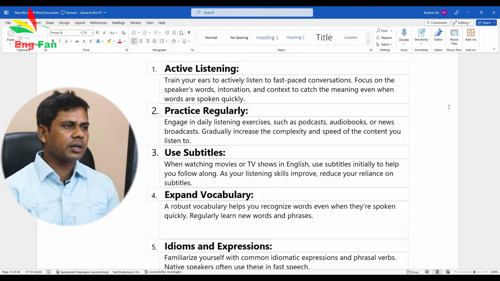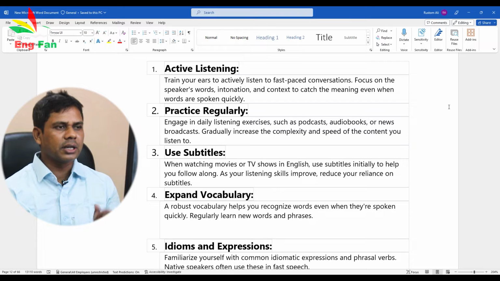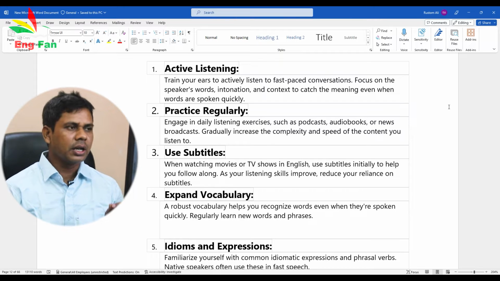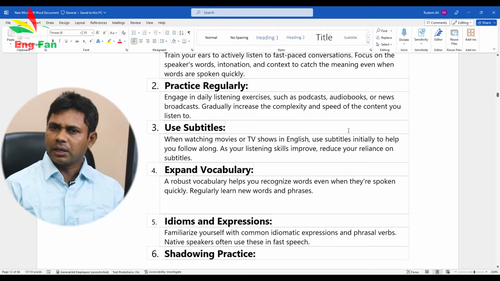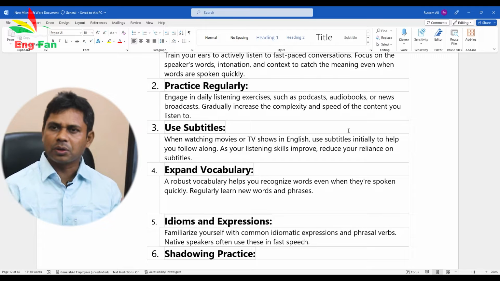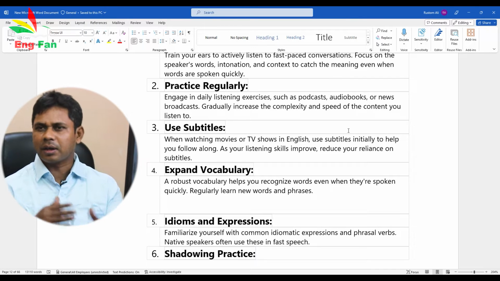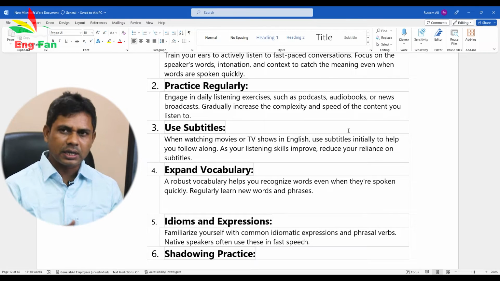Number 2, practice regularly. Engage in daily listening exercises, such as podcasts, audiobooks and news podcasts. Gradually increase the complexity and speed of the content you listen to. Every day you have to have listening practice so that you can hear some new words and some new phrases, even from someone who is not familiar to you. You can listen to the words, the sentences or the news from that person.